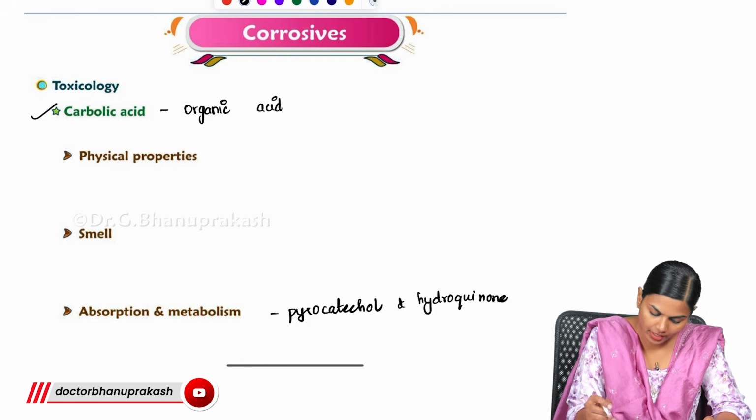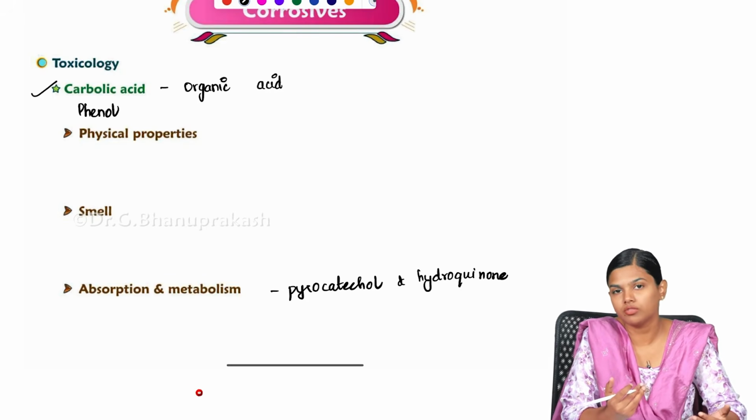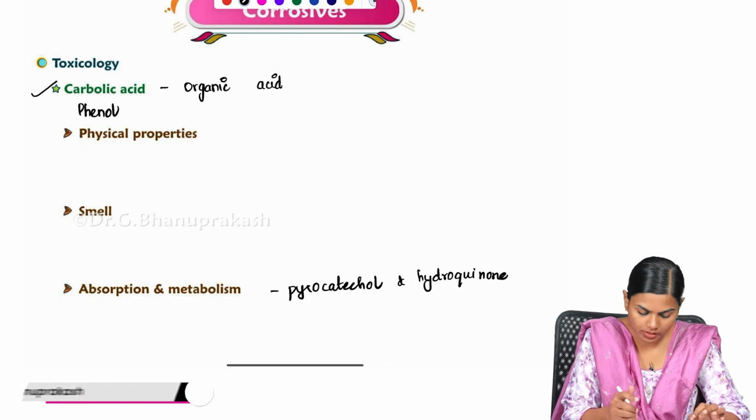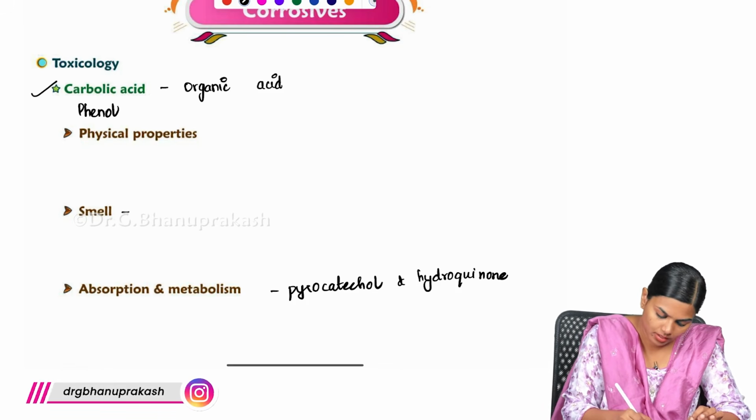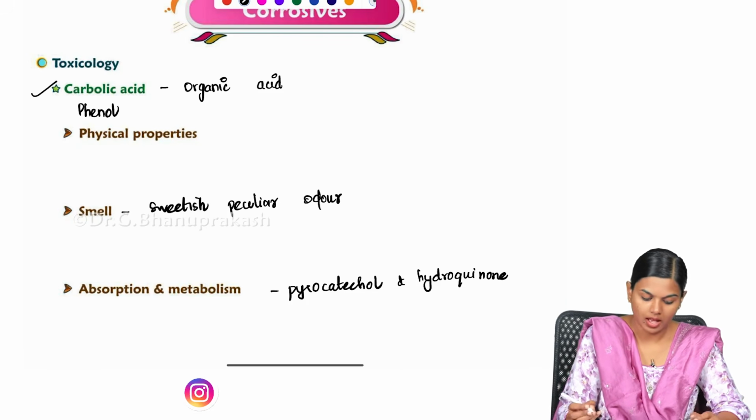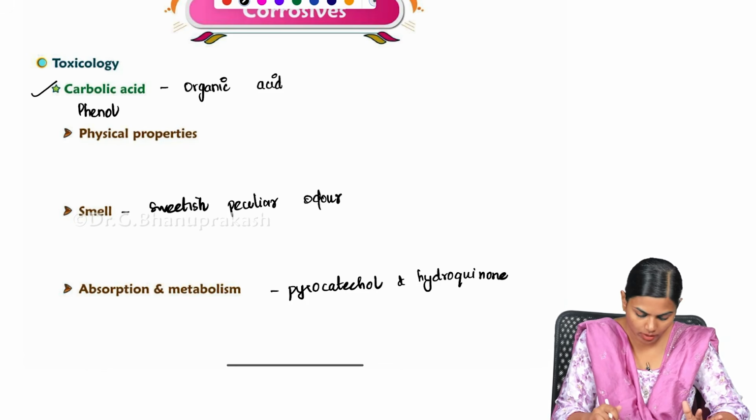So, this carbolic acid is also known as phenol. And phenol, we normally know where we use it. We use phenol for cleaning, and it's still being used. And this phenol has a sweetish, peculiar odor. And this organic acid, this carbolic acid, what is that?